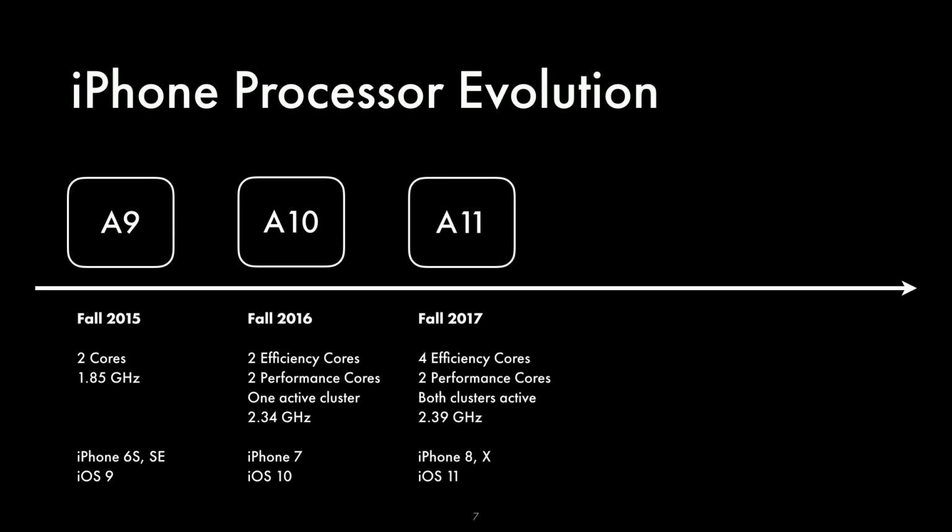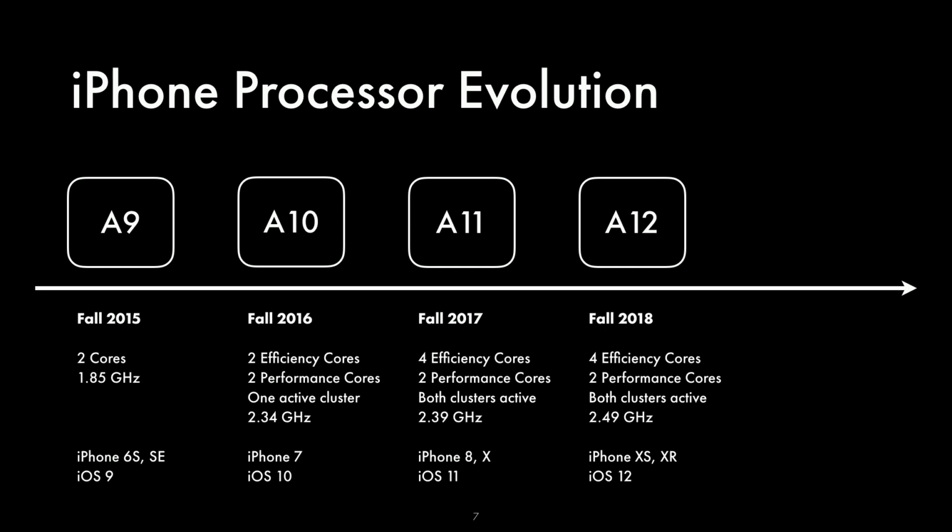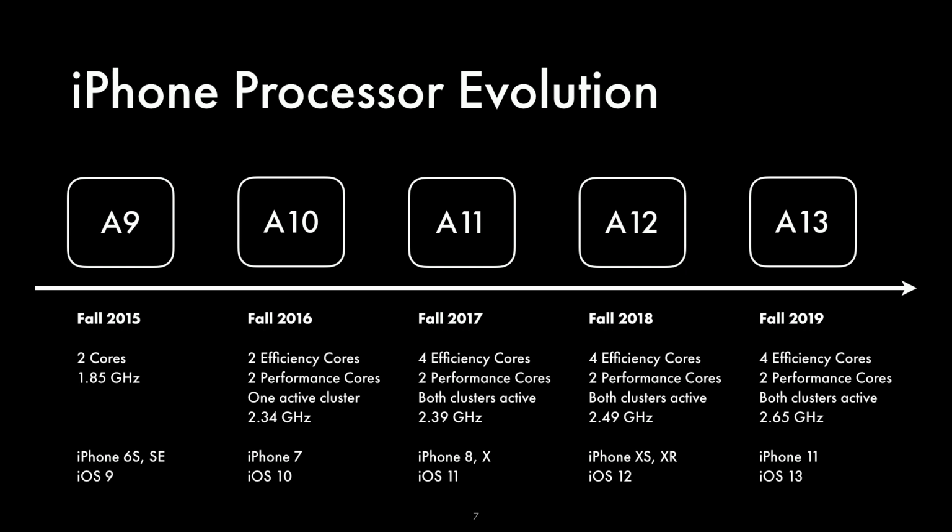So then a year later, they released the A11. This changed things again. Now both clusters could be active, and they increased the number of total cores. So now there's 4 efficiency cores and 2 performance cores. And all 6 cores could be active simultaneously. And as usual, the clock speed got bumped a bit. Then the following 2 years were, as far as these specifications are concerned, just clock speed bumps. I think they added a lot of other technology in other areas, but for our purposes here, the number of cores stayed the same, the 2 clusters stayed the same, it was just clock speed that increased.